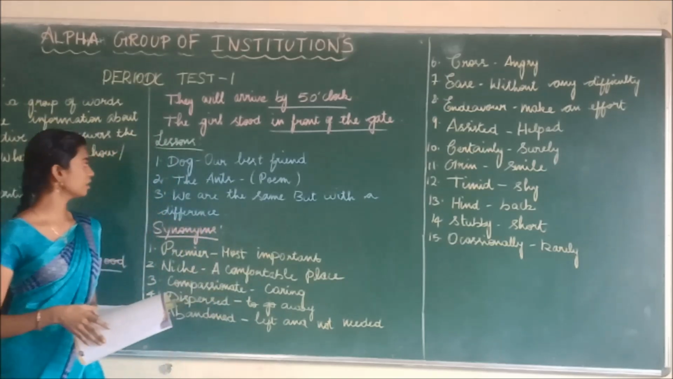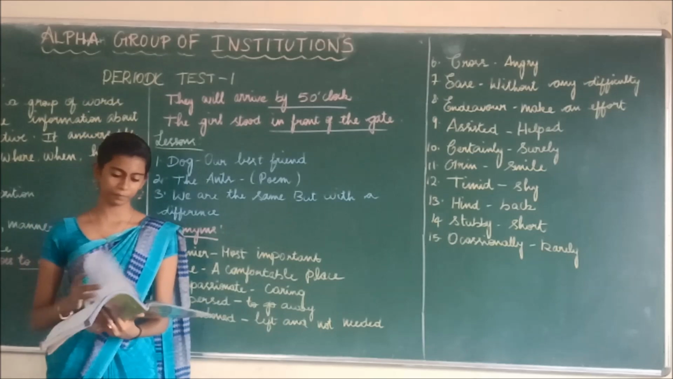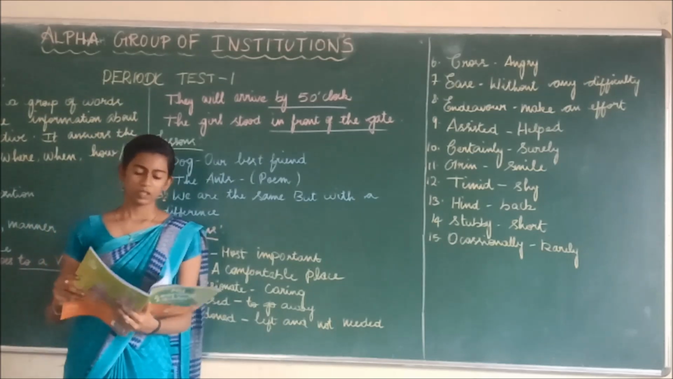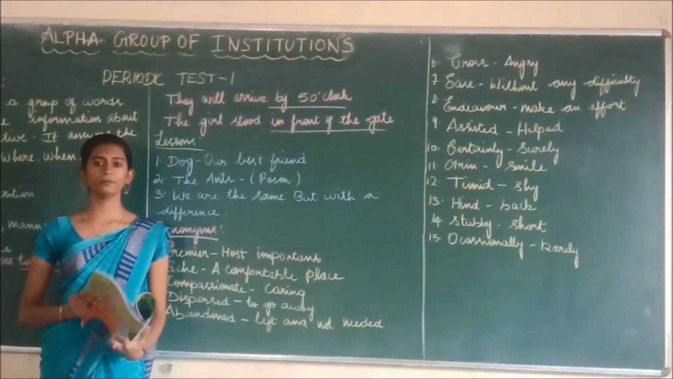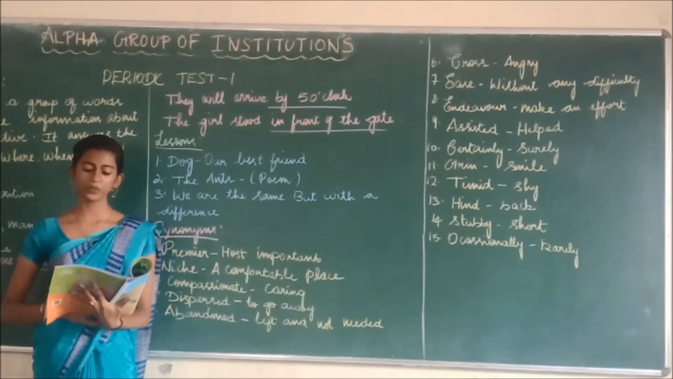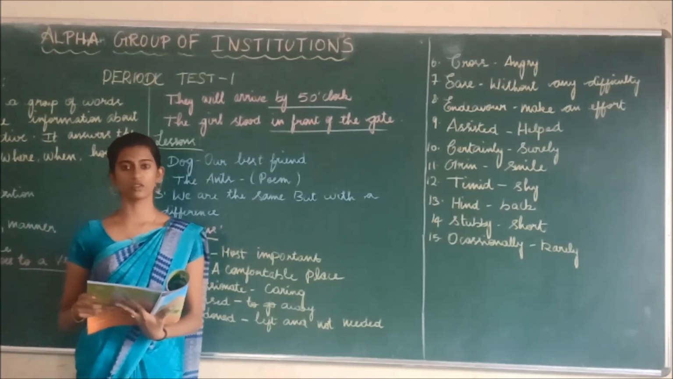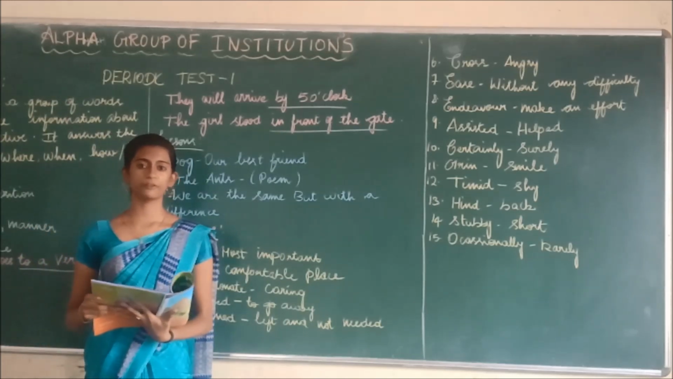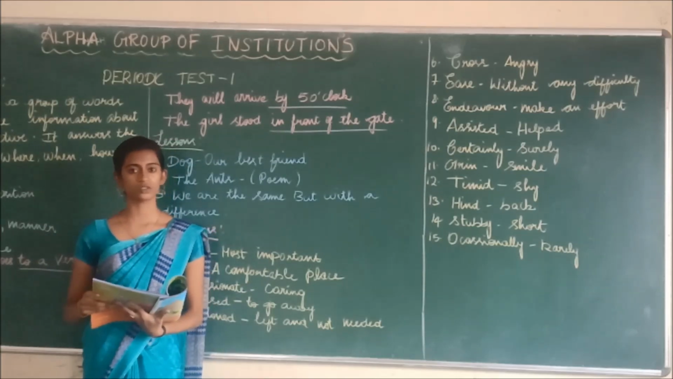So next is the ant. It is the poem. So this story is about whom? A little ant. It found a large grain of wheat. What has it found? It found a large grain.